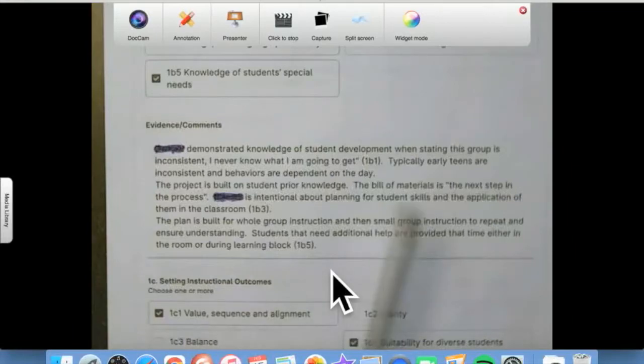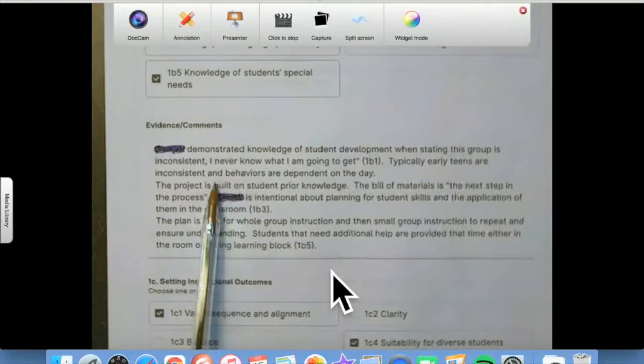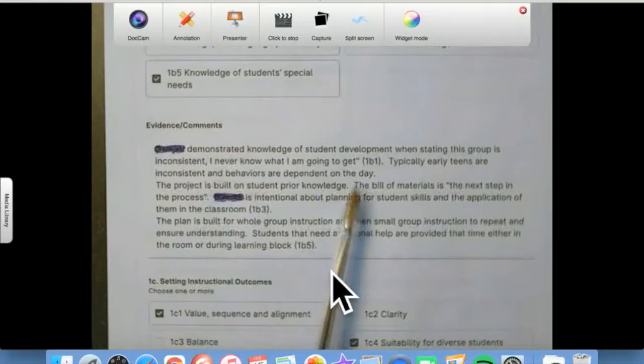And my administrator reinforced that, saying that typically early teens are inconsistent and behaviors are dependent on the day. That is right on the noggin, right? With 12, 13, 14-year-olds, you never know what you're going to get. It's the most tumultuous time in someone's life. So that was recognized, and that's fantastic.